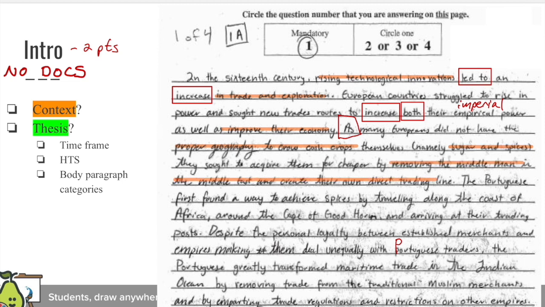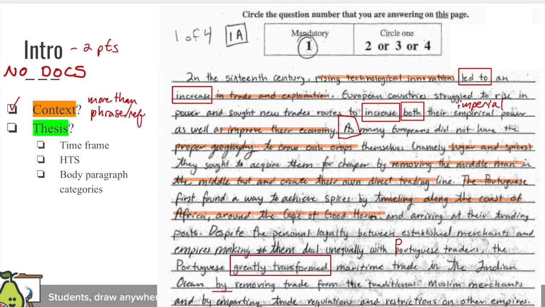Note how they gave more than a single sentence. You cannot do context in a single phrase or a reference. They gave us multiple background scenarios. There was rising technology. Thus, there was an increase in trade and exploration. The European countries were struggling to rise to power. They're coming out of that dark age, remember, and they want to be an empire to increase their empirical power and improve their economy. They don't have the proper geography to grow the cash crops that could gain them wealth. And so what do they do? They find a route around the Middle East to avoid the Ottomans. So did they give us our context? Yes, they did, setting up the stage for your essay.